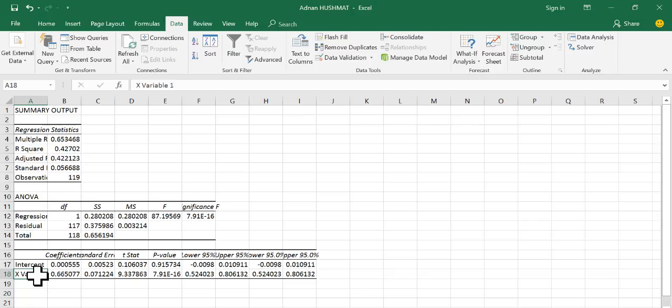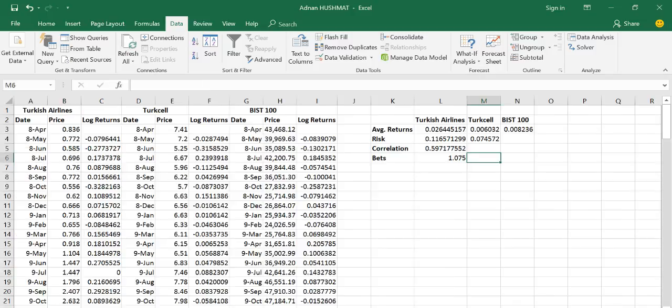So here you see the X variable, 0.665. So this is the beta of Turkcell. So I go to my sheet 1 and I write 0.665. Okay, now we have the betas of individual stocks as well. So we are done with beta.